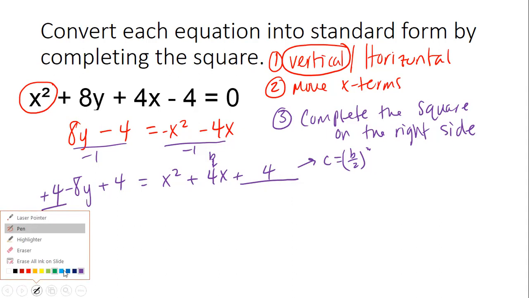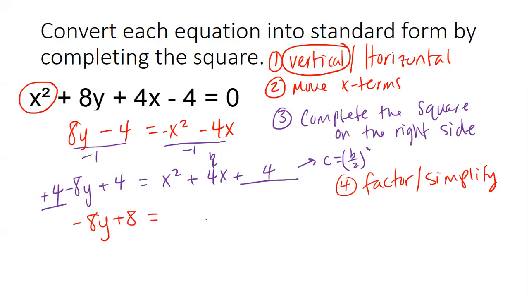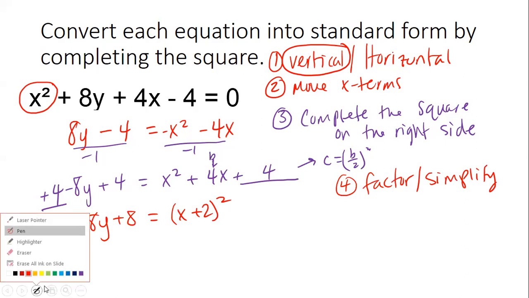Okay, step 4 is going to be factor and simplify. So step 4, we're going to factor and simplify. Okay, so I'm simplifying on this side and I'm left with -8y plus 8 equals, I'm factoring here. Remember, your squared binomial is just going to be half of your b. And what is half of my b? 2. So x plus 2 squared. Okay, what are your questions about step 4? Nope.